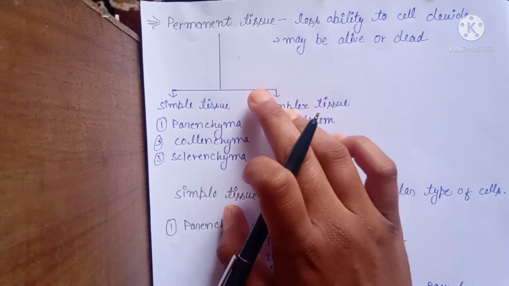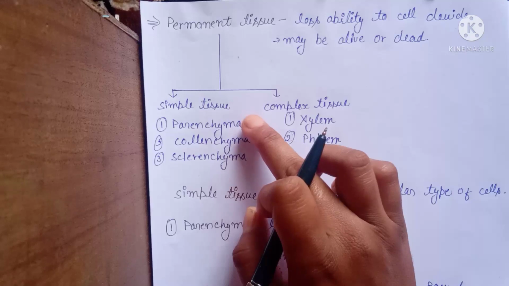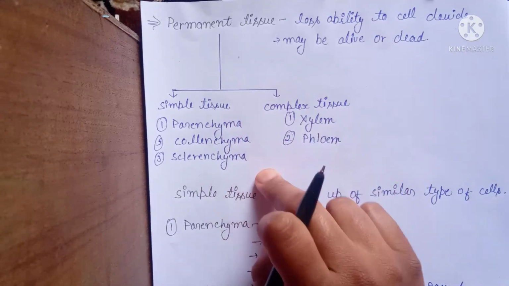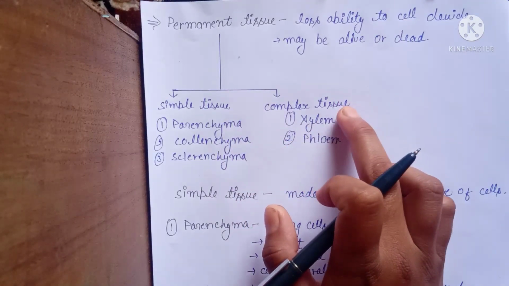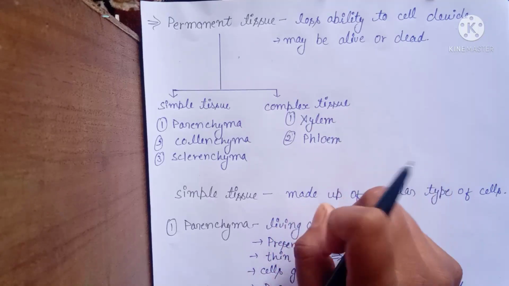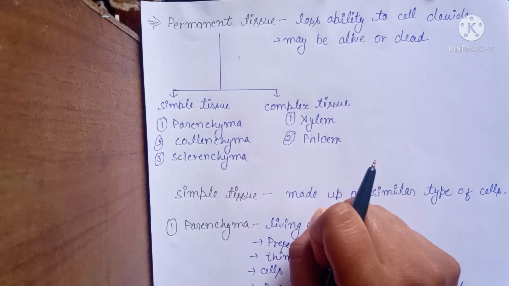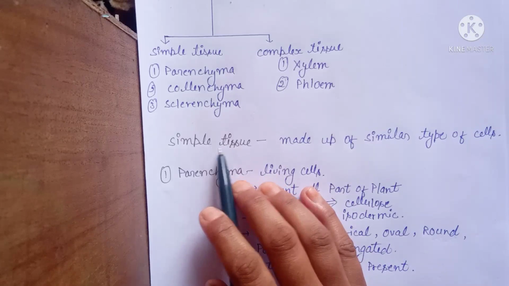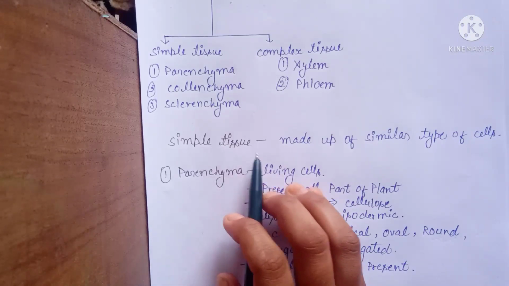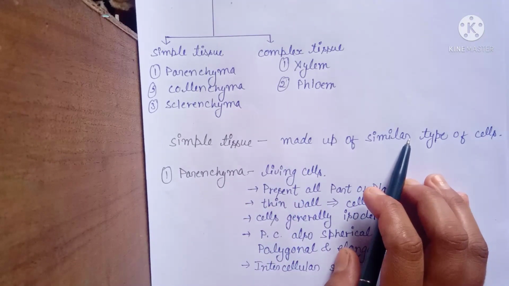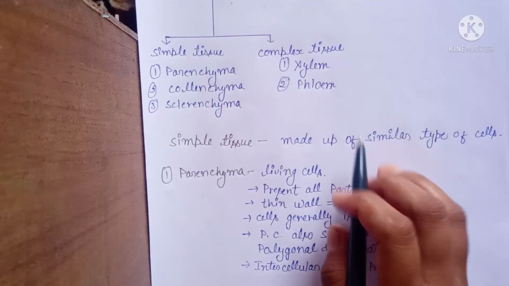In simple, there are three types: parenchyma, collenchyma and sclerenchyma. And in complex, there are two types: xylem and phloem. So first we understand simple tissues and their types. Simple tissues are made up of similar type of cells. These cells are parenchyma, collenchyma and sclerenchyma.